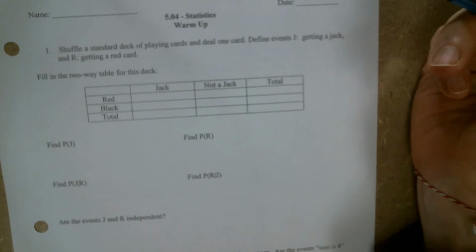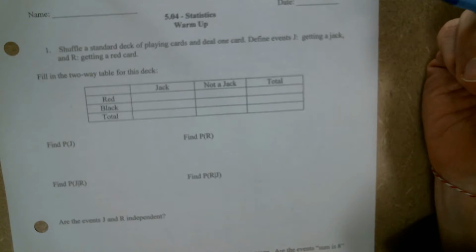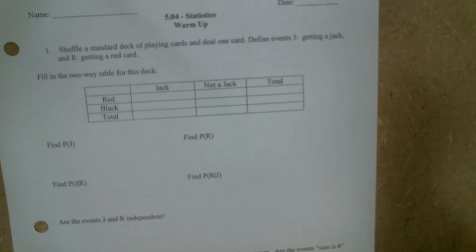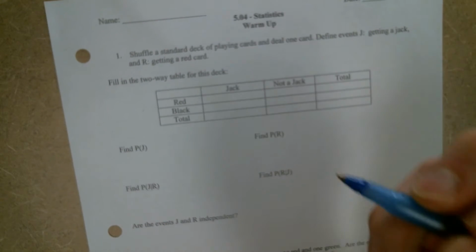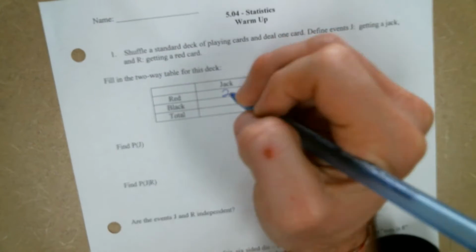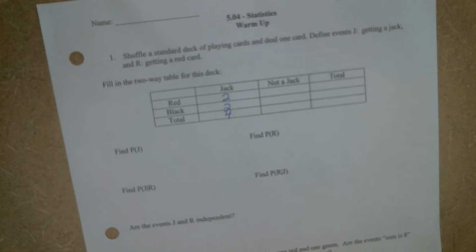All right, so you have to know a little bit about a playing deck, but there are 52 cards, 26 red, 26 black. There are 4 jacks, diamond, heart, which are the 2 red ones, spade and club, which are the 2 black ones. So when we're filling this in, there's 2 red jacks, there's 2 black jacks, there's 4 jacks in total.